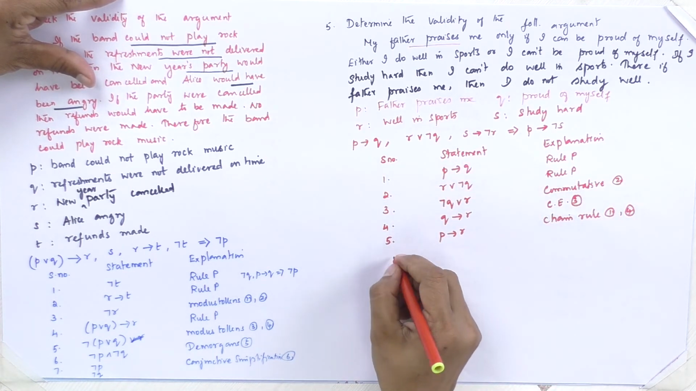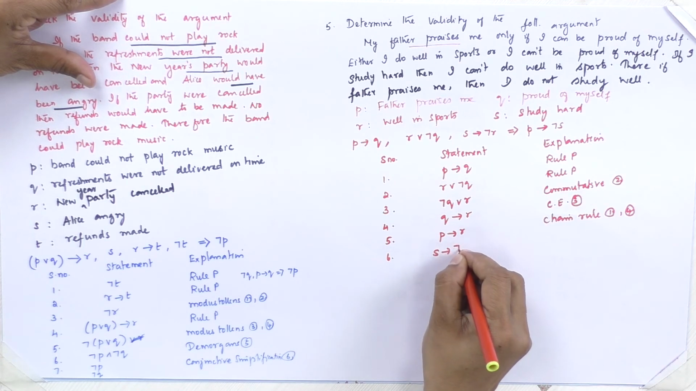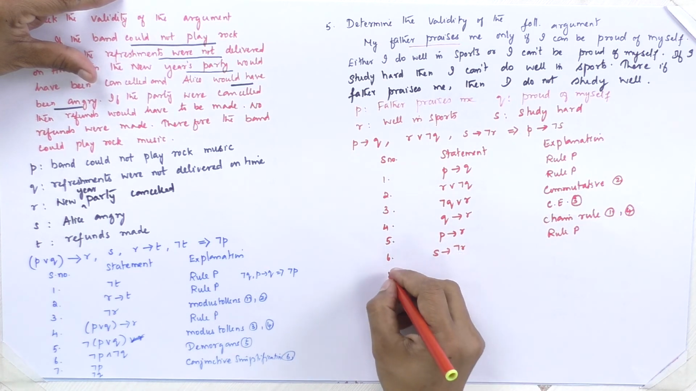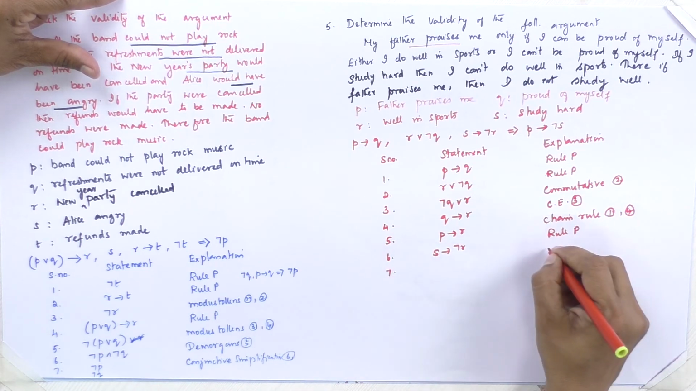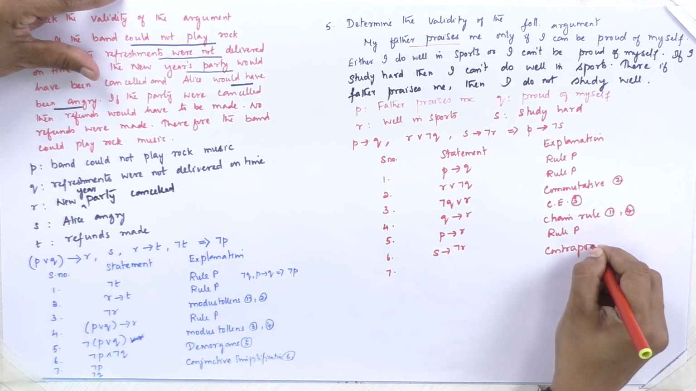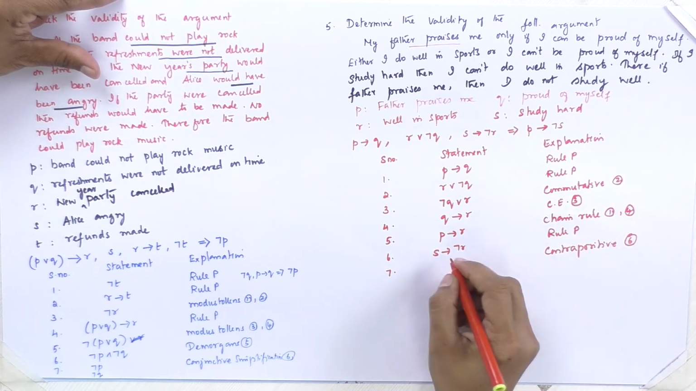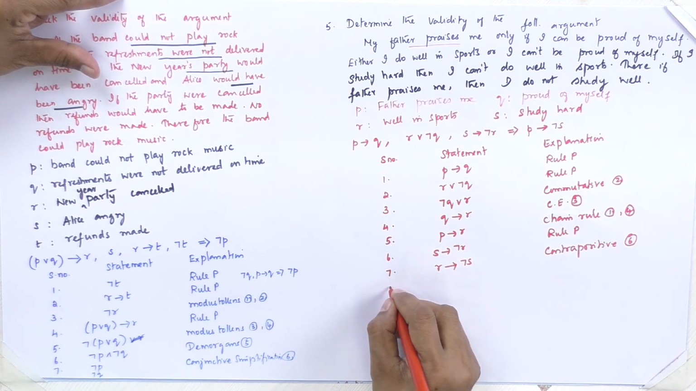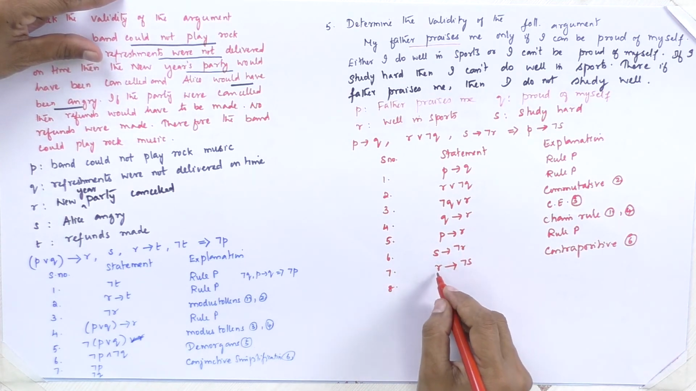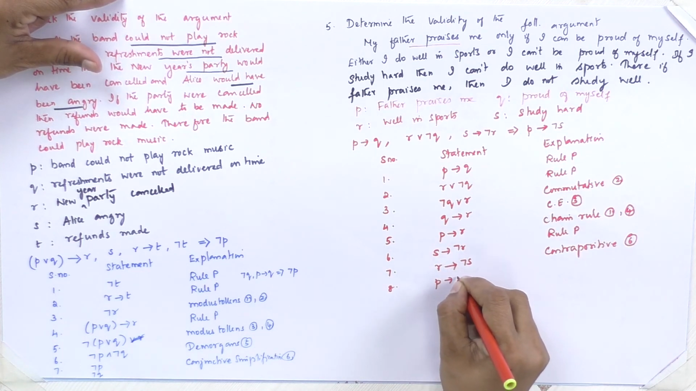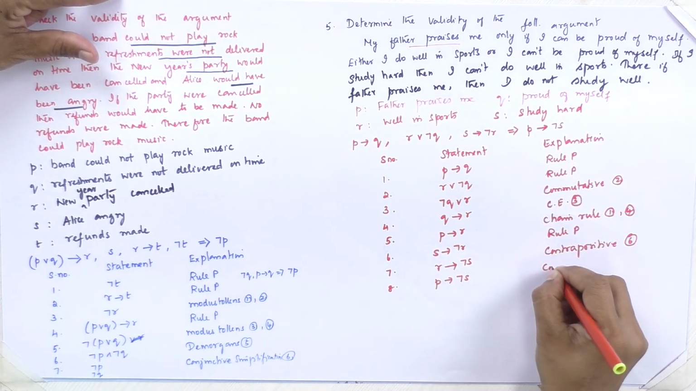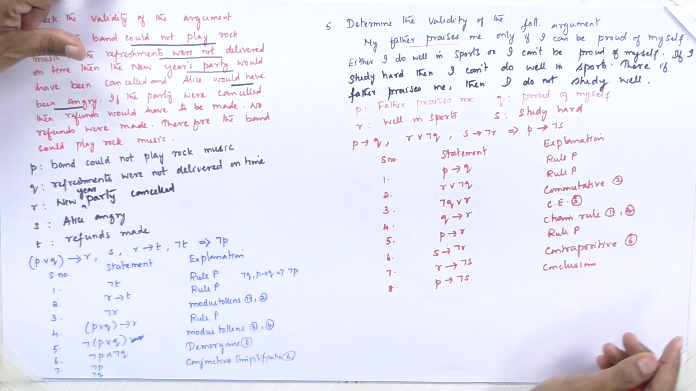Next we will have S conditional negate R. That is rule P. Now I have R and I have negate R, so try to bring this negate R to this side. Here I can apply the contrapositive, so contrapositive on 6 gives R conditional negate S. Now look at statements 5 and 7. This ends with R and this starts with R. Therefore, I can write P conditional negate S. Is that your conclusion?